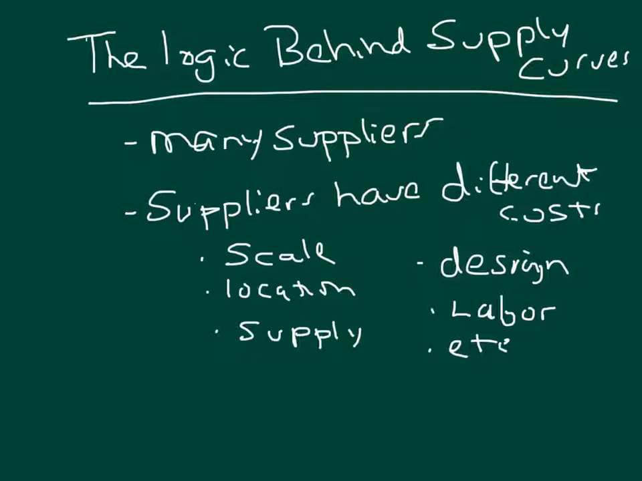The second is that these suppliers have different cost structures. These cost structures might be based off of scale. So, for example, large companies might be able to produce it more cheaply than small companies. It might be on location, so you don't have transportation costs, etc. It might be based off of readiness of supply. It might be based off the design of the product. It might be based off of labor, or many other things. But the idea here, the key important thing to understand is that the suppliers have different cost structures.